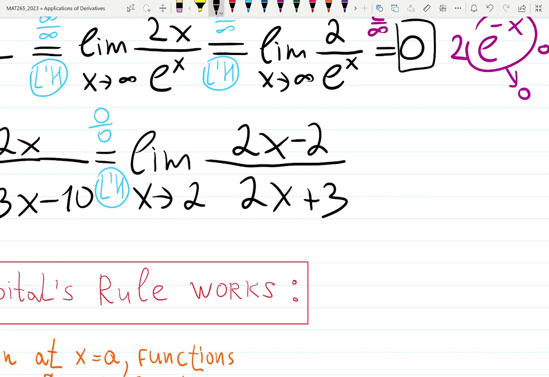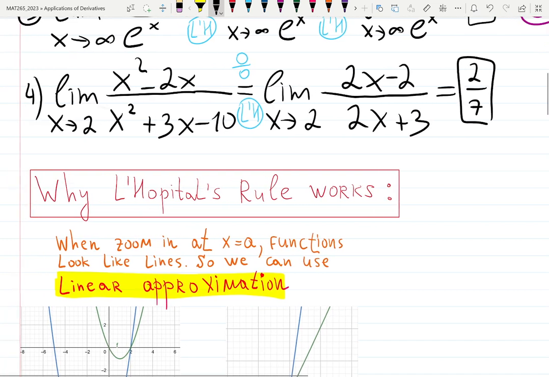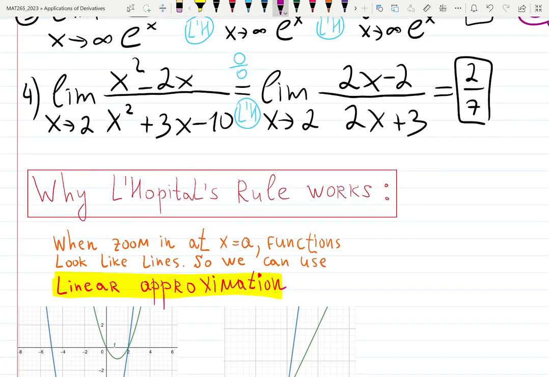Okay, if I plug in, is there still a problem? No way, because denominator is now positive, right? So it cannot be 0. So I plug in and I get the answer, and the answer is 2 by 7. How did you do it before? Before we used algebra. Maybe it still counts as calculus.